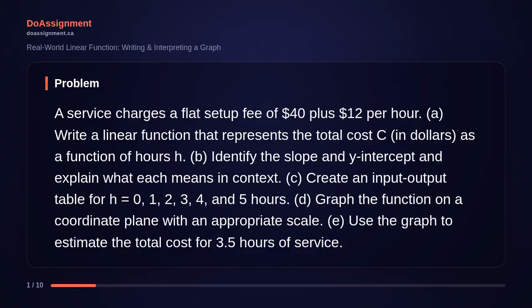Part C. Create an input-output table for H equals 0, 1, 2, 3, 4, and 5 hours. Part D. Graph the function on a coordinate plane with an appropriate scale. Part E. Use the graph to estimate the total cost for 3.5 hours of service. Now let us work through the solution step by step.